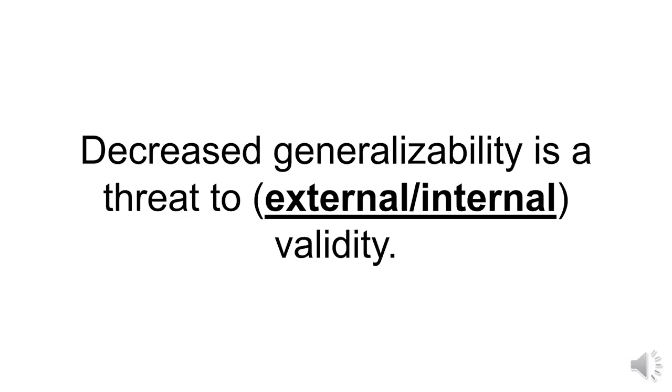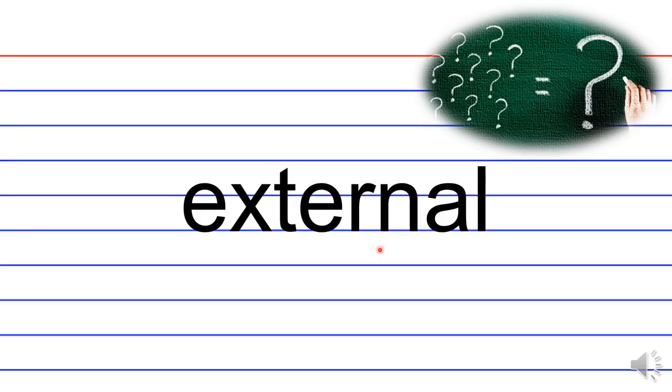Decreased generalizability is a threat to external or internal validity. And I think I just kind of gave away the answer in the previous card. Again, it's a threat. Decreased generalizability is a threat to external validity because that would mean that this equal sign is not true. It would be like a not equal sign. Okay?